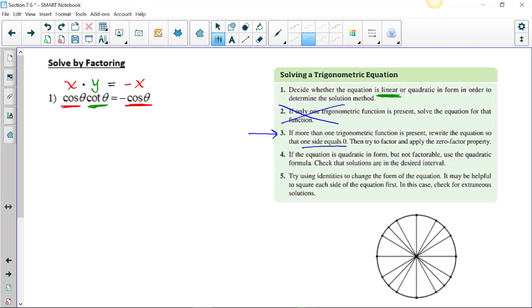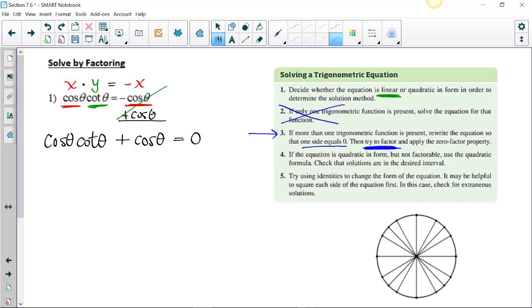All right, which means we are going to add cosine theta to both sides, or basically move it over to the other side by adding the opposite. So that means I have cosine theta cotangent theta plus cosine theta equals 0. Because when I add it over on the right, it's gone. So then I have to add it to the left. After everything is equal to 0, we try to factor if possible.